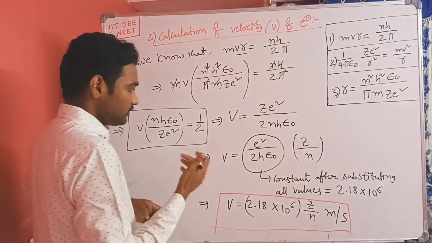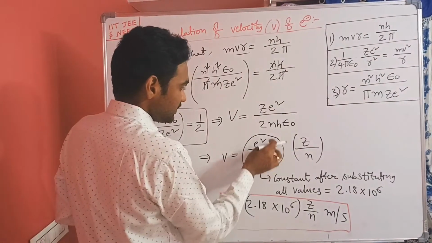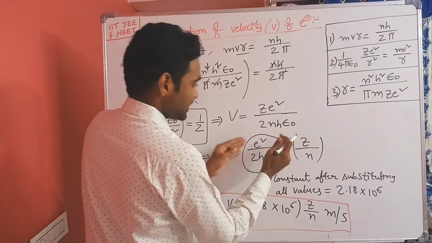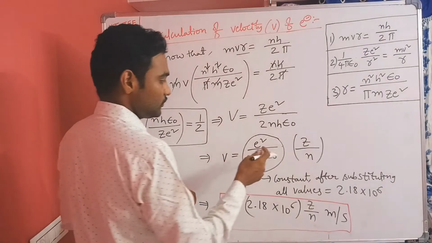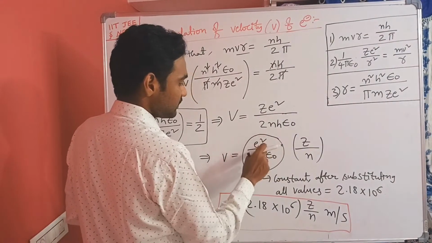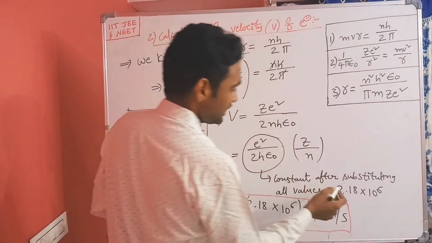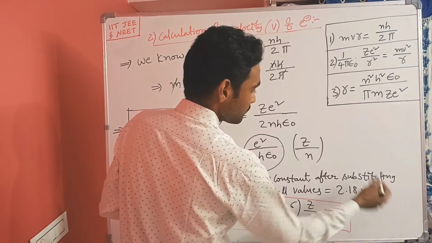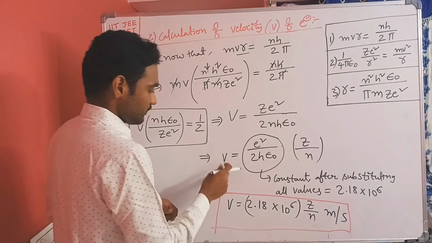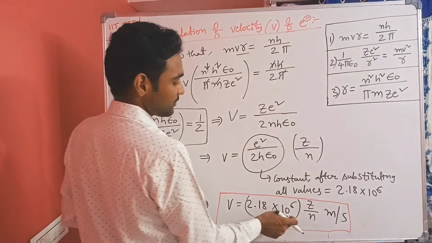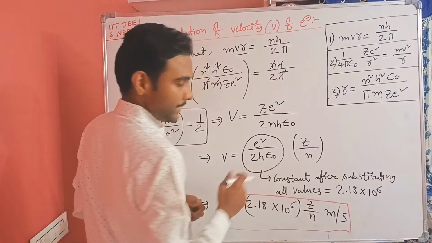Okay, now here I am writing it in this way, e square, this one I separated, because this total is constant. If you substitute all these constants, then you will finally get the answer 2.18 into 10 power 6. Okay, that I will substitute here. Then finally V is equal to 2.18 into 10 power 6 Z by n meter per second.